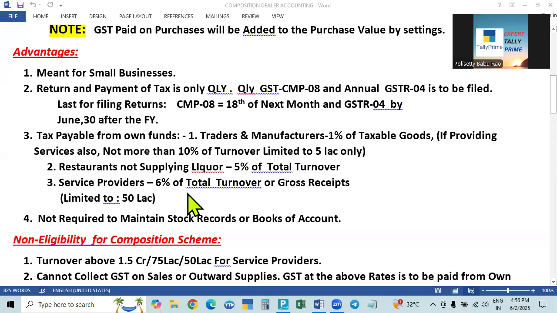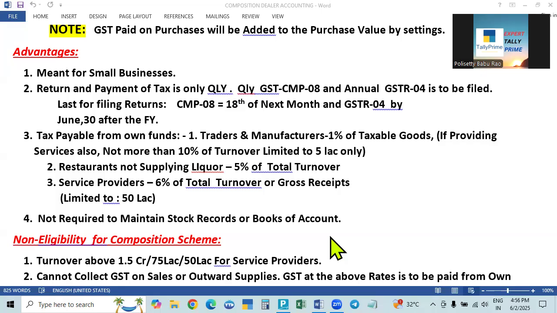Okay. And another thing is the advantage. Not required to maintain stock registers or books of accounts. You need not maintain all the books of accounts and stock register. That means you need not have any accountant. From the bill book itself, he can see what the total sales are. He can note down that amount and pay. So take the turnover and he can pay.